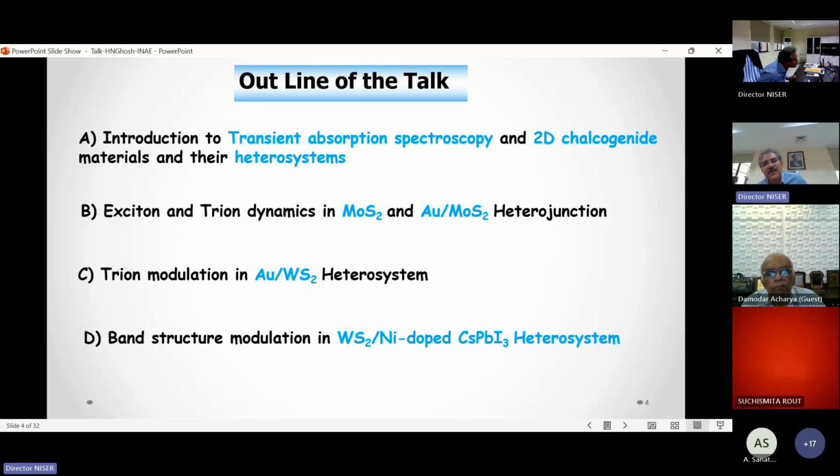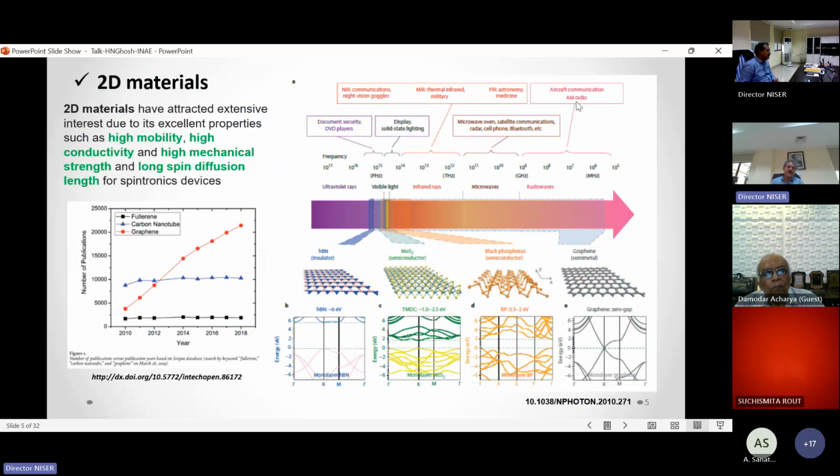Then I'll be talking about excitons and trions in MoS2 and gold-MoS2, which is the heterojunction we work on. I'll also talk about trion modulation in the gold-WS2 system, and about band structure modulation of WS2 and nickel-doped iodide perovskite systems. So let's talk about 2D materials. I think those who do research in physics and chemistry, even in biology, will know a lot about 2D materials.